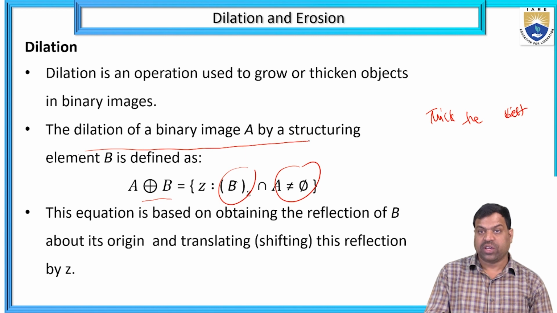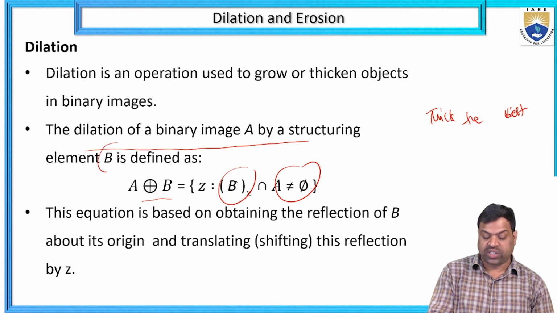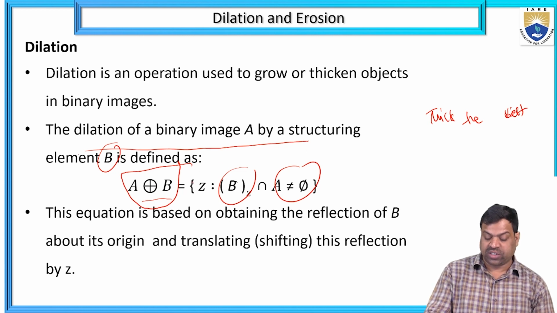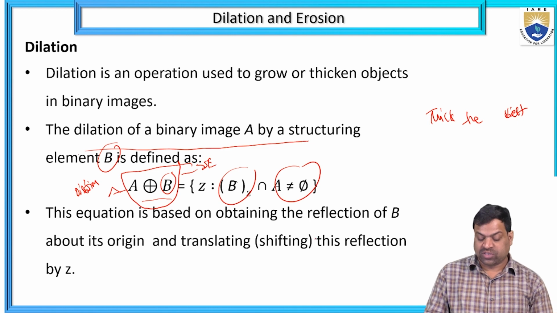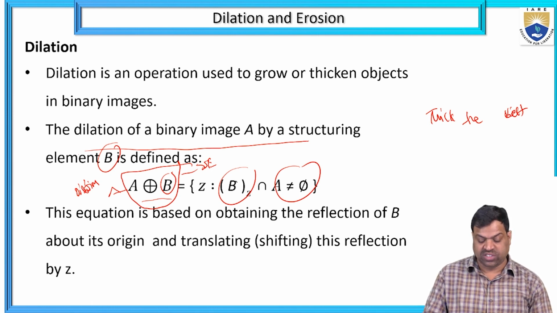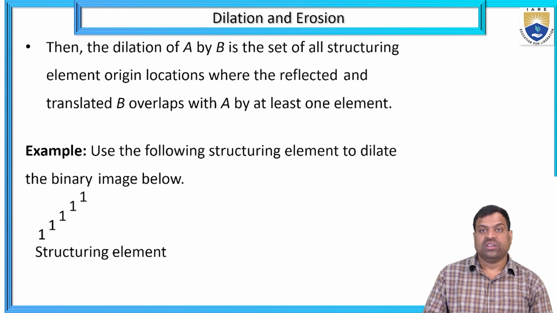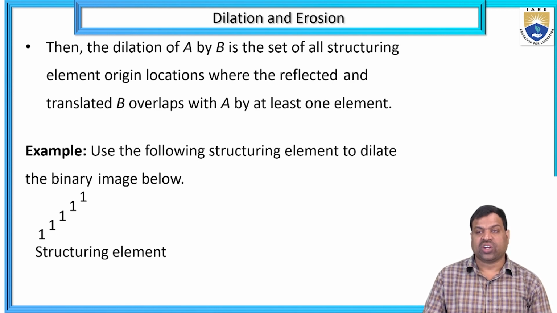So the dilation of a binary image A with the structuring element B: this equation is based on obtaining the reflection of B about its origin and translating, shifting this reflection by Z. Then the dilation of A by B is the set of all structuring element origin locations where the reflected and translated B overlaps with A by at least one element.